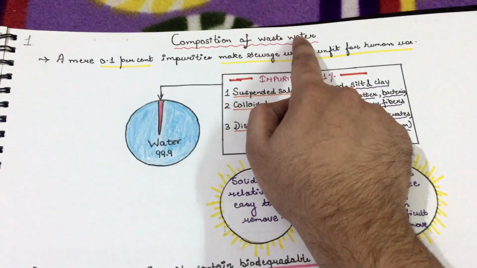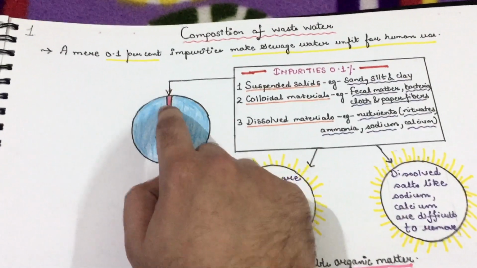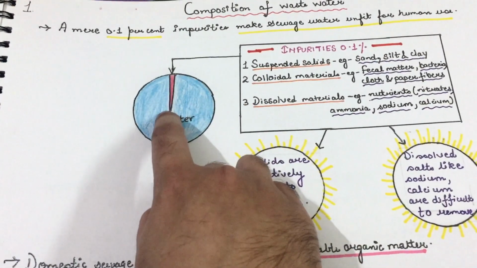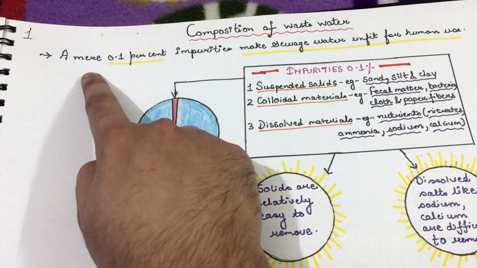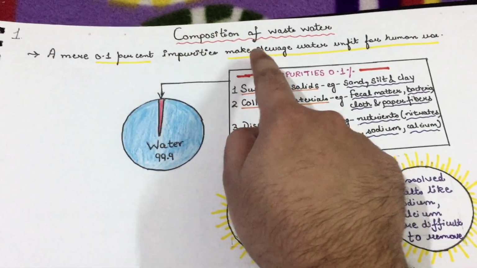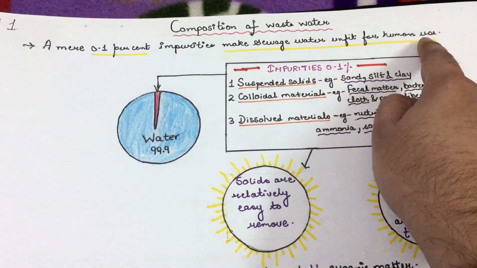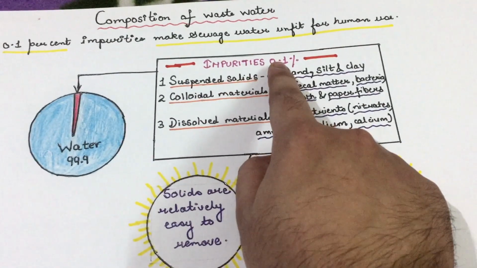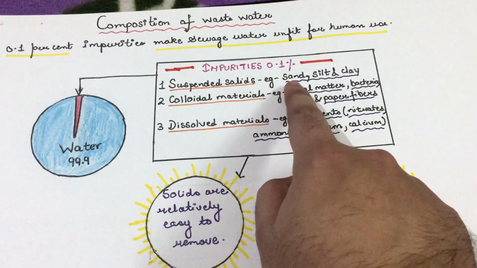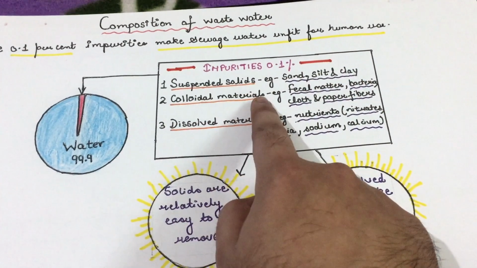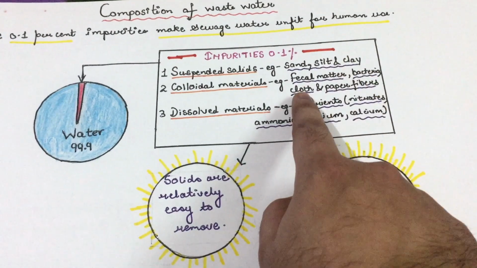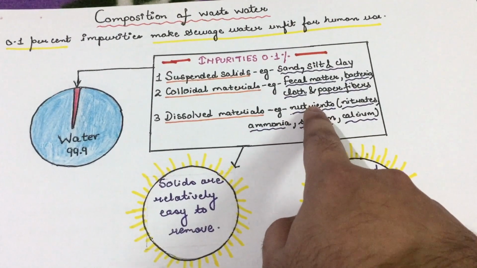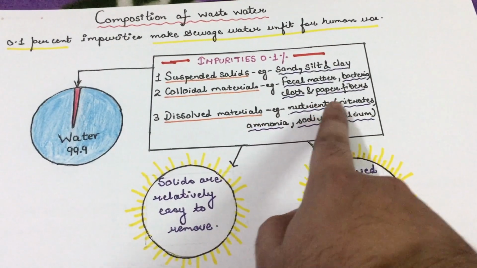Composition of wastewater. We should remember that only 0.1% impurities make the entire sewage water unfit for human use. So a mere 0.1% impurities make sewage water unfit for human use. And what are these 0.1% impurities? These 0.1% impurities include suspended solids, example sand, silt and clay, colloidal materials, example fecal matter, bacteria, cloth and paper fibers, and dissolved material, example nutrients. In nutrients we have nitrates, ammonia, sodium and calcium.